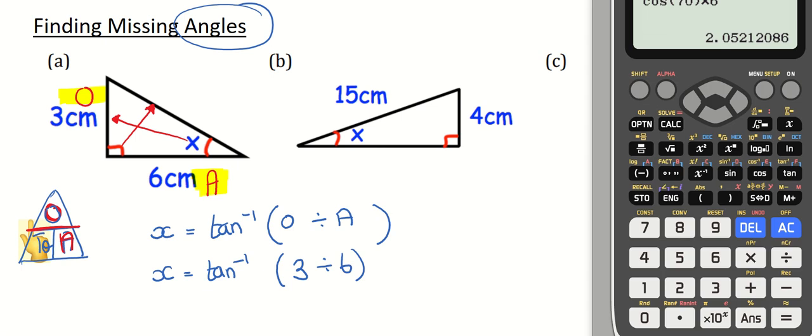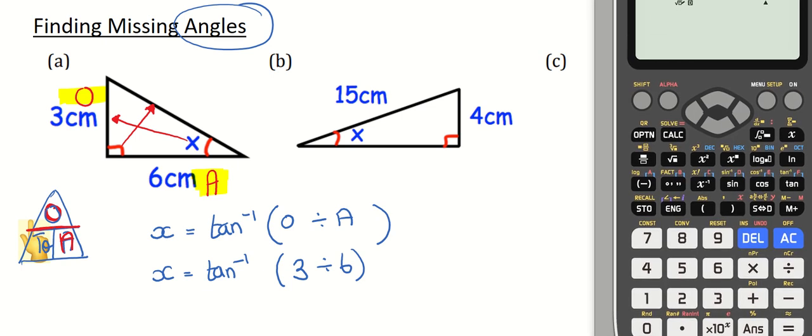Now, how do we get tan minus 1 on a calculator? Well, we get tan minus 1 on a calculator by pressing shift, then tan, and you can see it gives you tan minus 1, and then 3 divided by 6, and you close the brackets and you press equals, and this gives you the angle.